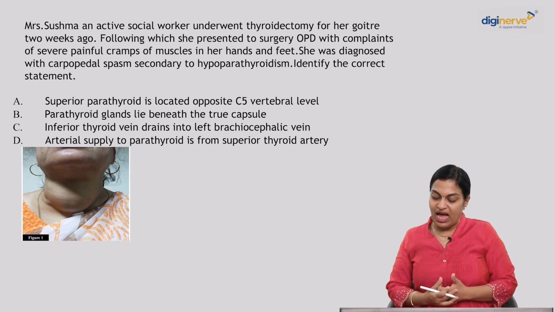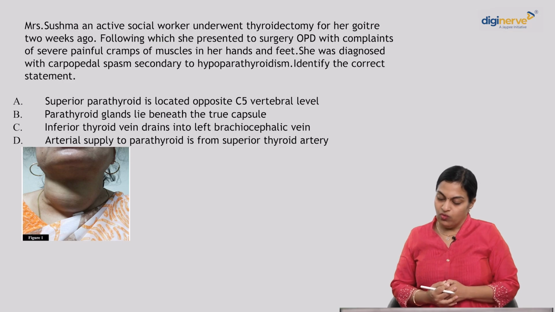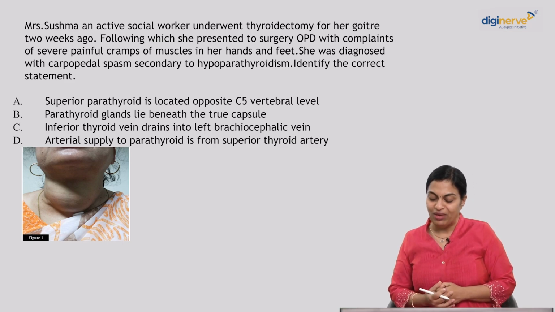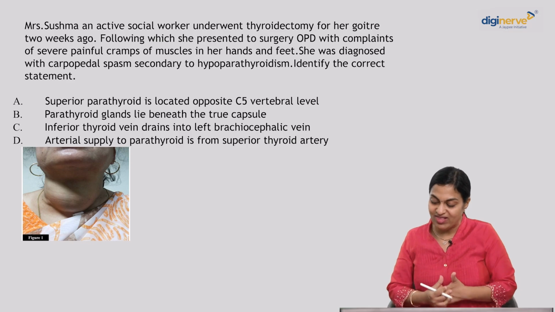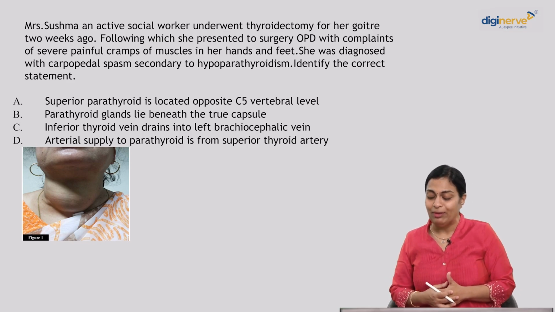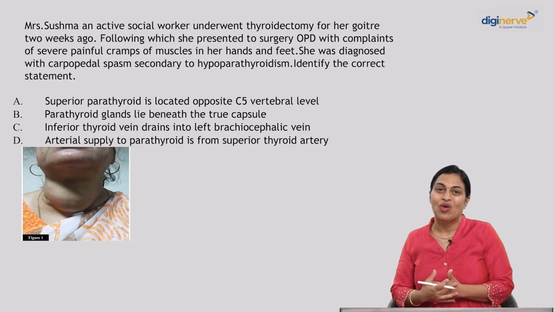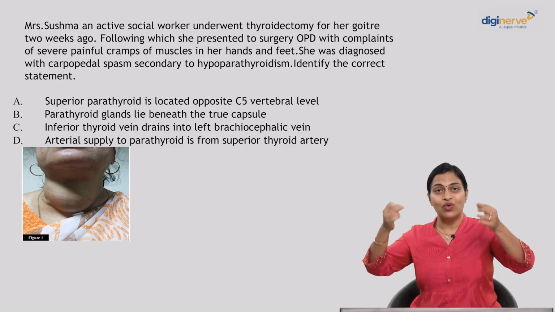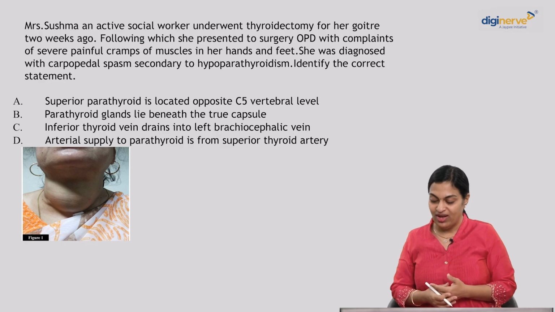Mrs. Sushma, an active social worker, underwent thyroidectomy for her goiter 2 weeks ago, following which she presented to surgery OPD with complaints of severe painful cramps of muscles in her hands and feet. She was diagnosed with carpopedal spasm secondary to hypoparathyroidism. So they have sacrificed your parathyroids, which are situated over the posterior surface of the thyroid gland.